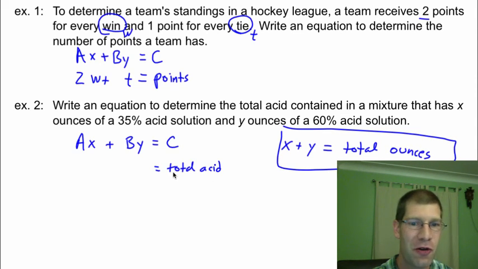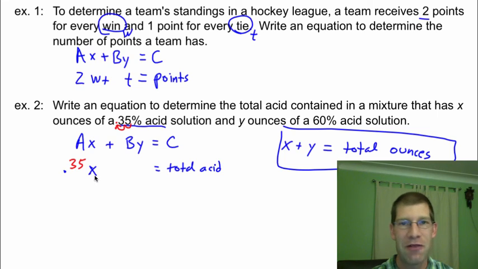But if you're talking total acid, well, if we have X ounces, how many of those X ounces are actually acid? Well, it says we have a 35% acid solution. So you have to figure out, what do you do to your number of ounces to get just the acid? Well, if it's 35%, you always move your decimal 2 places when you're dealing with percents. So it's going to be 0.35.